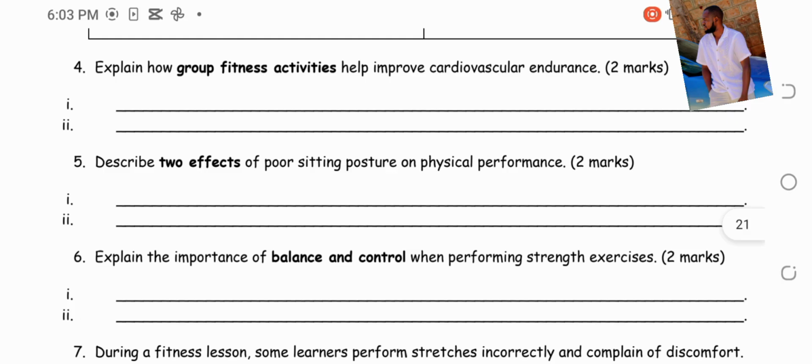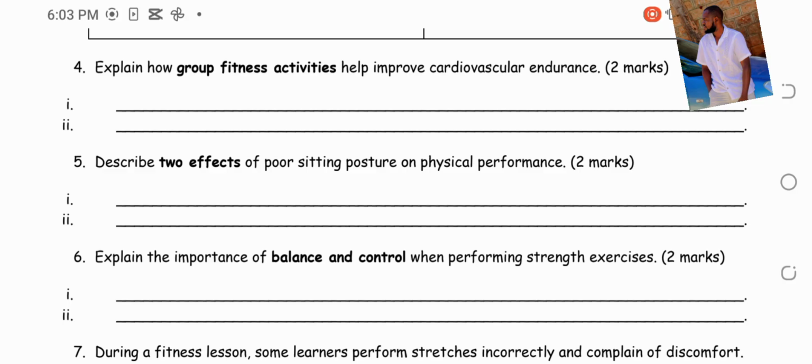Number 5, describe 2 effects of poor sitting posture on physical performance. When you have poor posture and you are doing exercises or performances, number 1, you can have back pain and also reduced breathing capacity. Those are the effects.